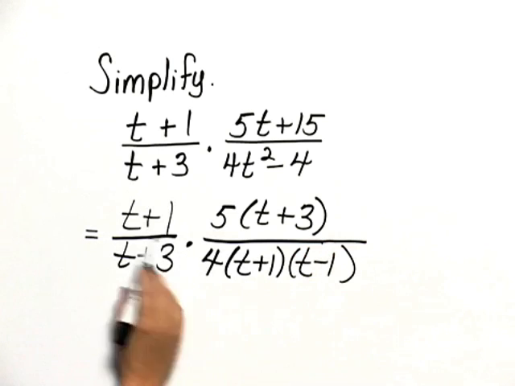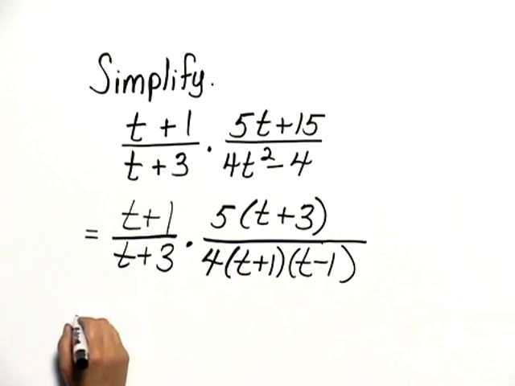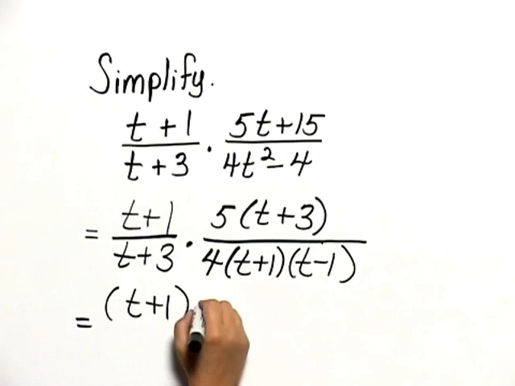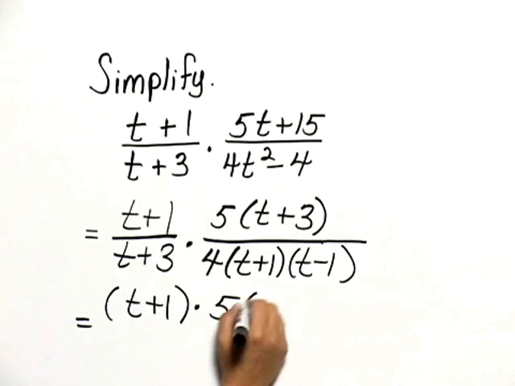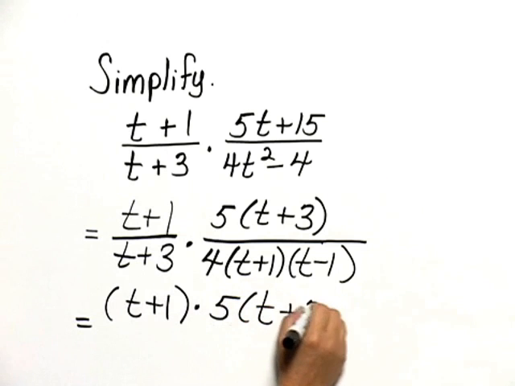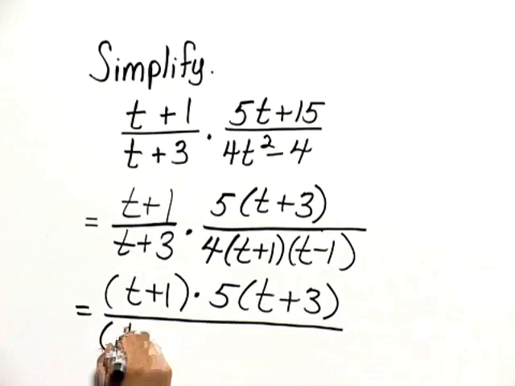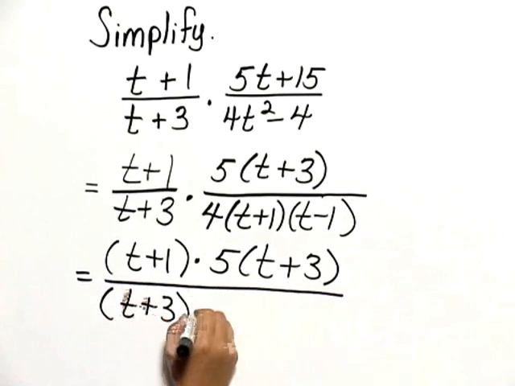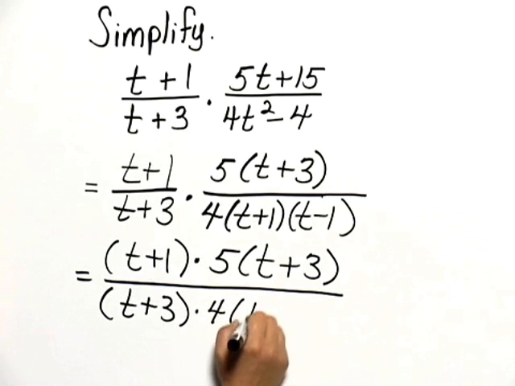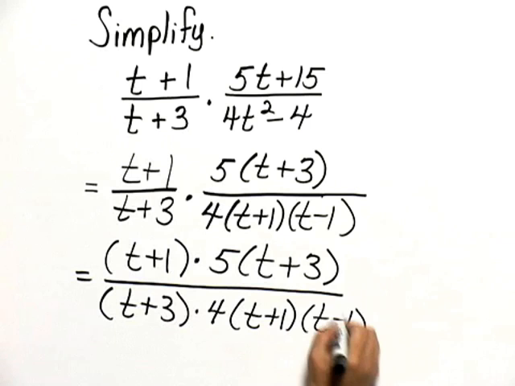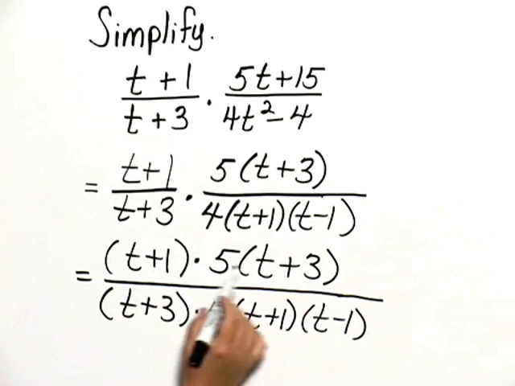Now when we multiply numerators and multiply denominators, that would give us (t + 1) times 5 times (t + 3) over (t + 3) times 4 times (t + 1) times (t − 1). Each of these is a factor so that we can now cancel or remove factors equal to 1.